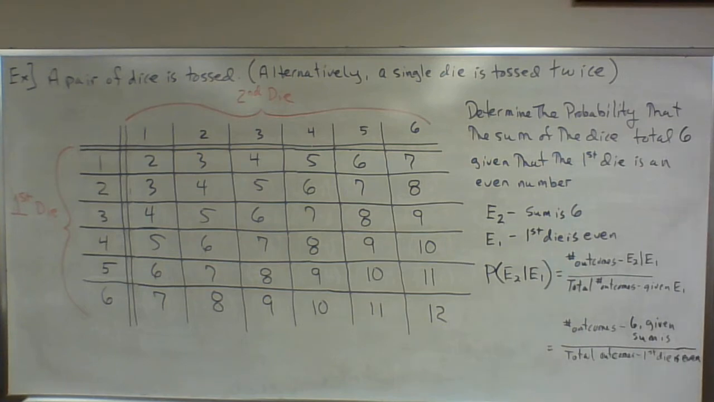Now let me make sure I wrote that the way I wanted. The number of outcomes yielding E2, the sum is 6, given E1, the first die is even. Okay. Number of outcomes giving us a sum of 6, given that the first die is even.